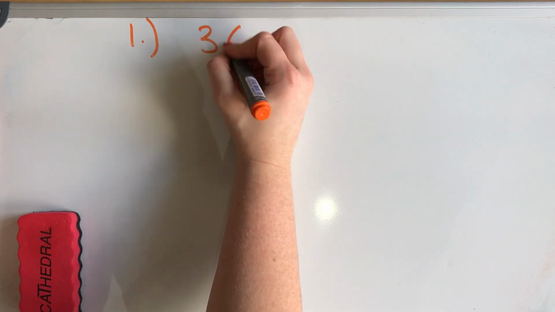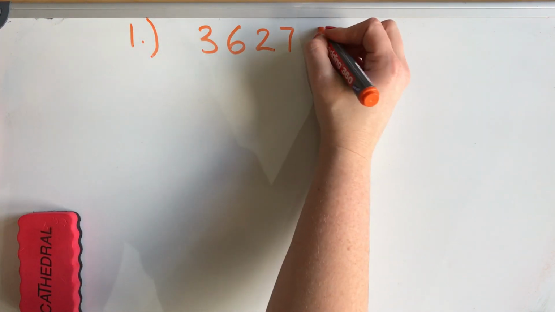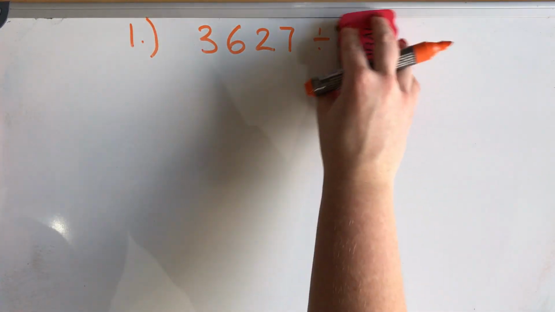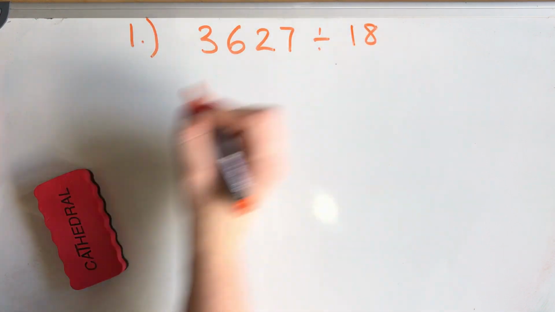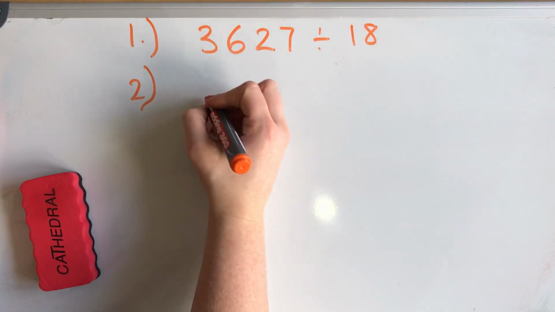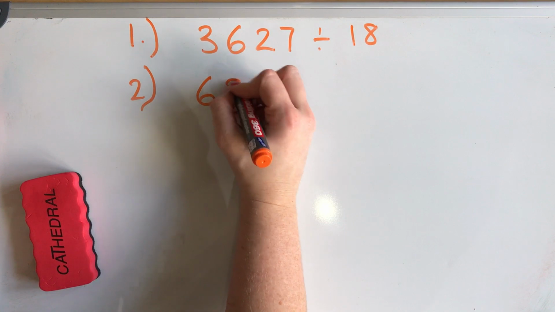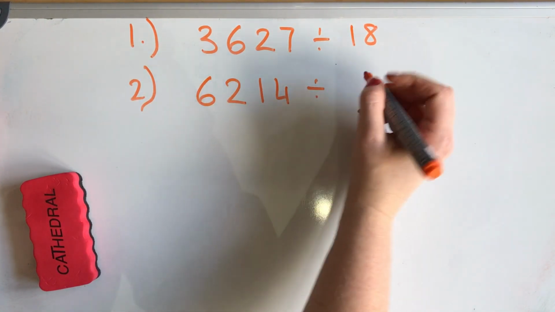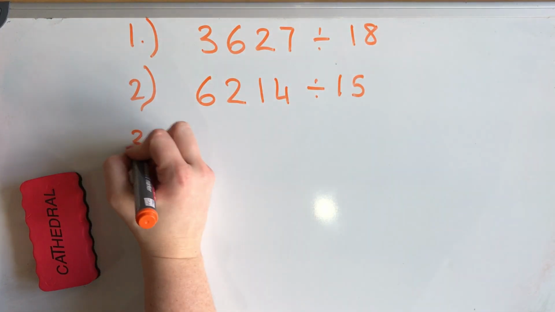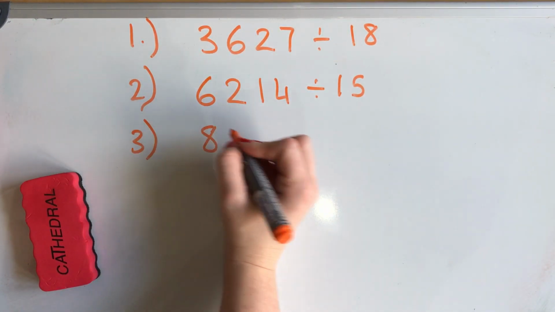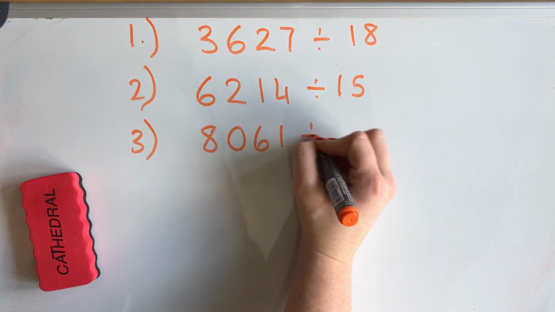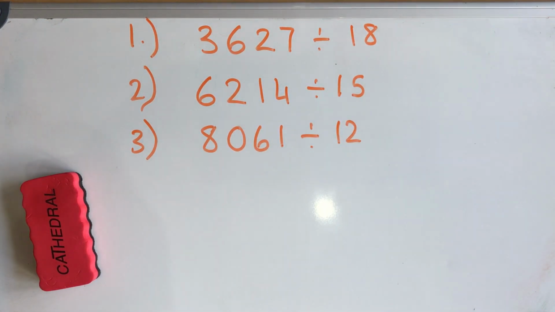So let's have 3,627 divided by 9. No, let's make it harder than that. Divide by 18. Number 2, let's have 6,214 divided by 15. And number 3, 8,061 divided by 12. So pause the video and have a go at those yourself.